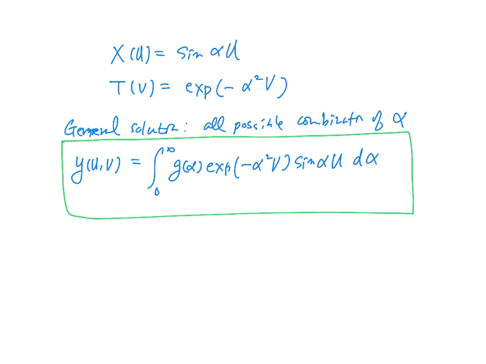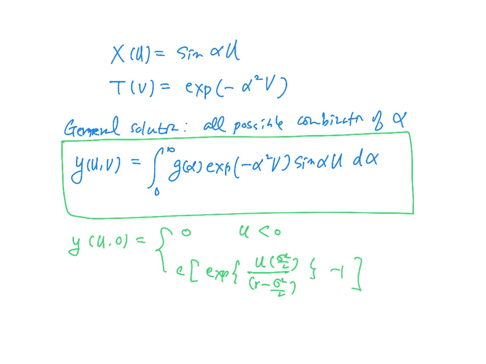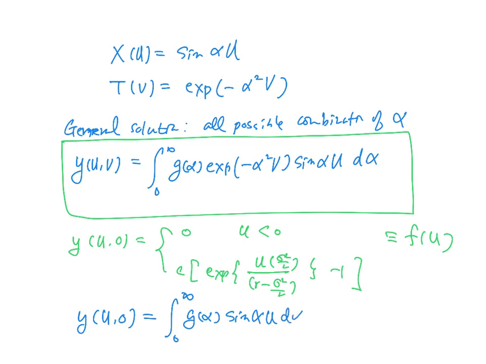And we have the boundary condition. Remember that the boundary condition was the following: Y(u,0) was c exponential (r minus sigma squared over 2) u, with sigma squared over 2 minus 1. That was the boundary condition. So we can set this, say f, some function of u. Then Y(u,0) is the integral from 0 to infinity of G(alpha) sine alpha u d alpha, which is f(u).